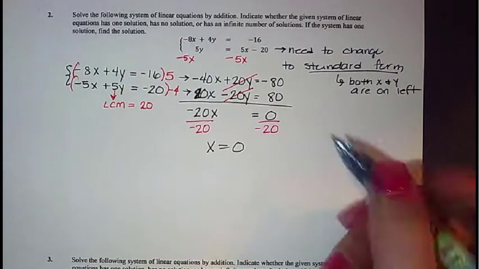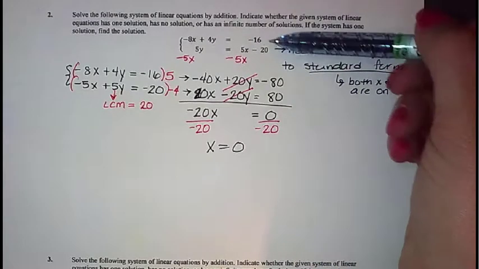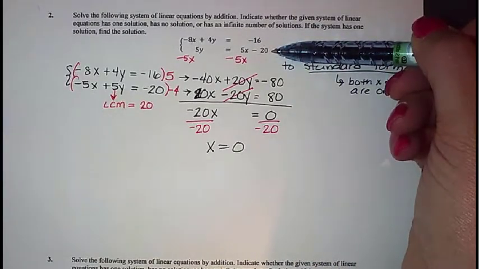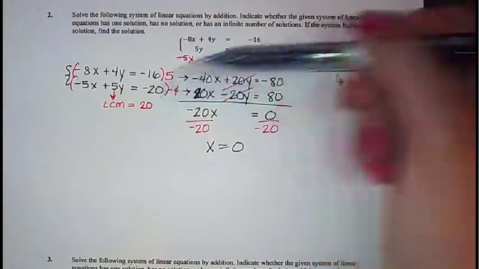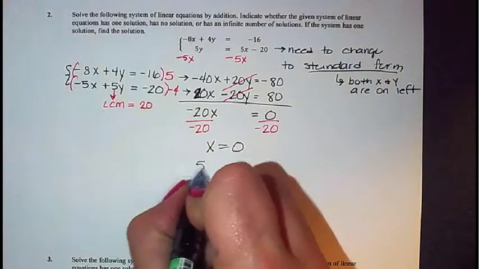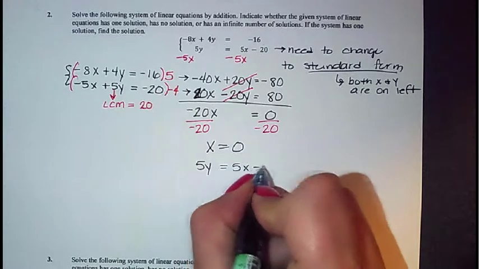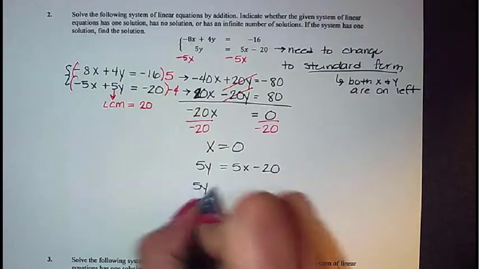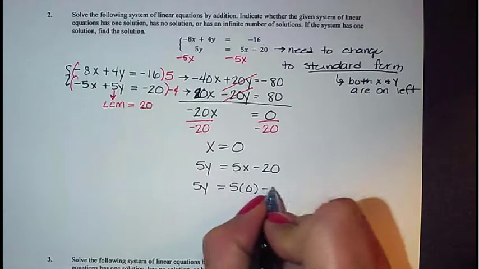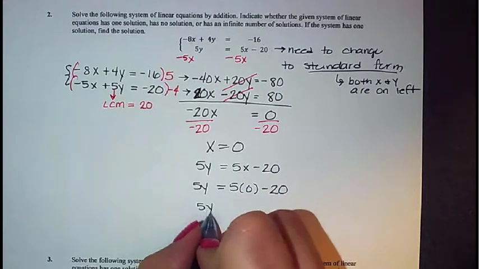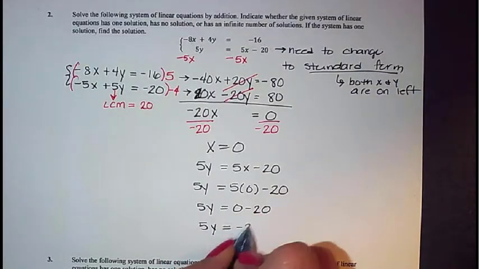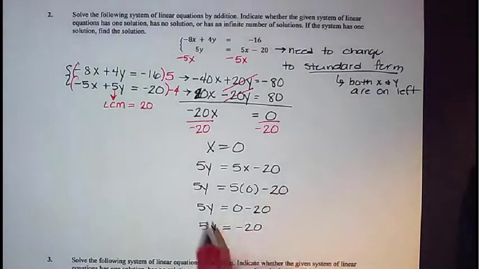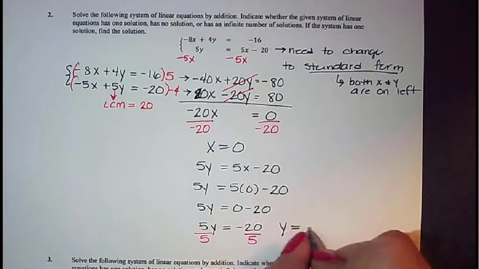So we've got that. Now we want to take this and plug it back into one of these two equations. I'm going to choose to plug it into the second one. And also notice that I'm always going back to my originals up here, not to where I changed them. Okay? So I'm going to plug it into this second one. We've got 5y equals 5x minus 20. So 5y equals 5 times 0 minus 20. So 5y equals 0 minus 20. Well, that means 5y equals negative 20. And I'm going to divide both sides by 5, and y equals negative 4.